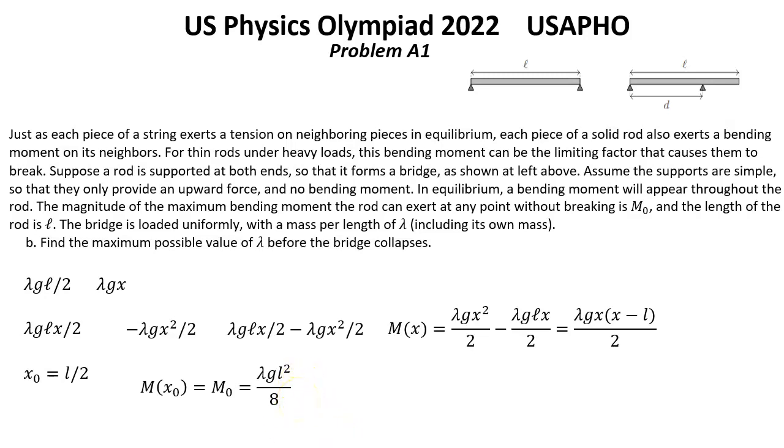And lambda will be 8m0 over gL squared. I can notice that we get the same result if we take into account all forces and torques from the right side to point x. And this is obvious because the bending moment from the left must be equalized at the same point by the bending moment to the right. So this was the solution for question B.